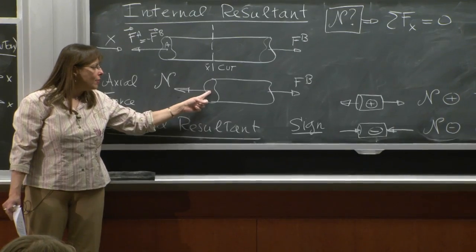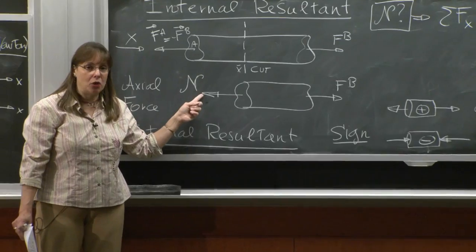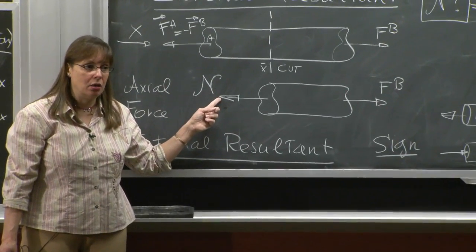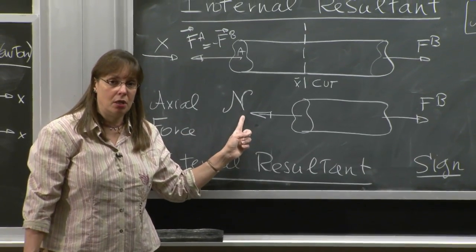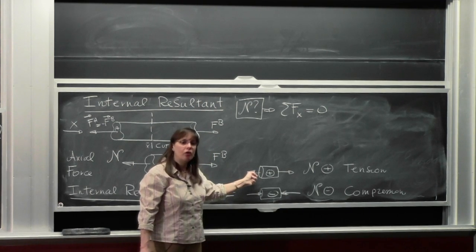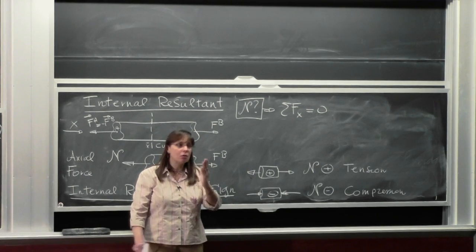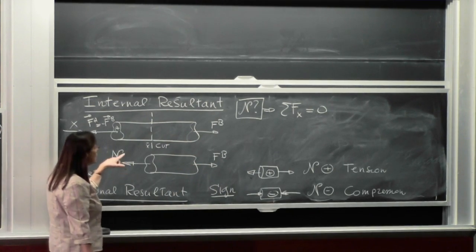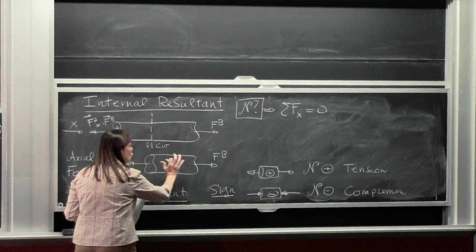See the way I drew N? I drew it coming out of the surface. Why do I draw it that way, although I do not know the sign of N? I draw it that way because N is an unknown, and so I draw it positive according to its own convention. When you make a cut in the bar, you always draw N coming out of the cut for the structure you're keeping.